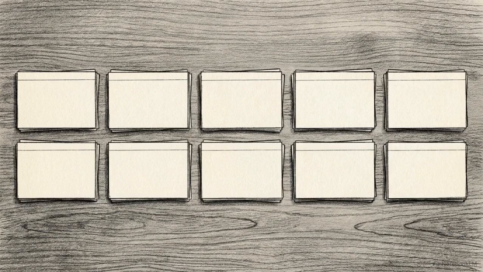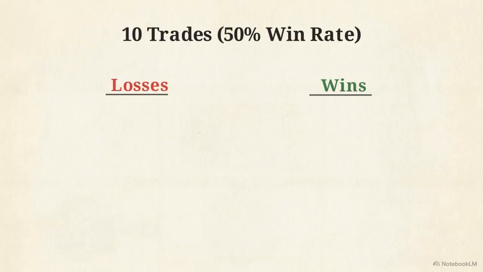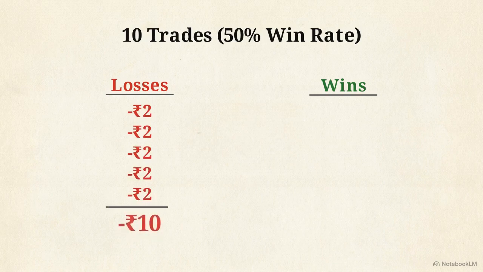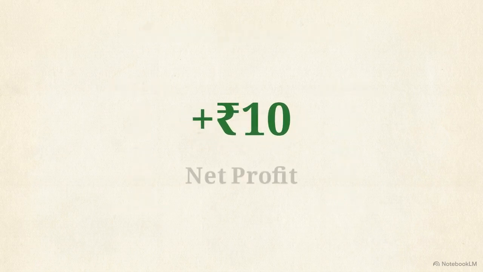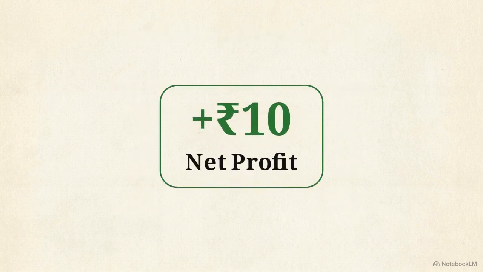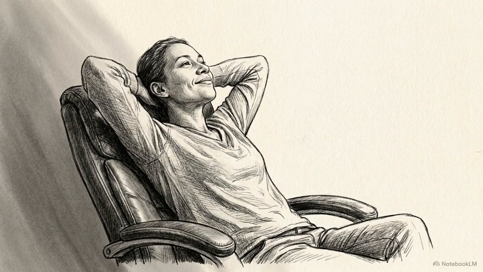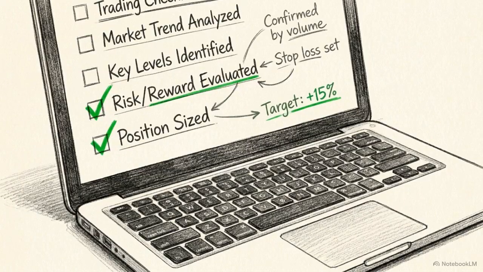losses. Let's look at the math across 10 theoretical trades. Even with a coin flip win rate, results stay positive. You lose 5 trades at 2 rupees, totaling a 10 rupee loss. You win 5 trades at 4 rupees, gaining 20 rupees. Subtracting losses leaves a 10 rupee profit. The math forces growth. Relying on this ratio removes the pressure to be perfectly right about every market move. Profitability becomes a function of the system rather than a lucky guess.